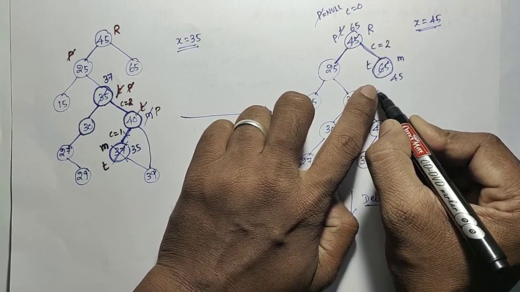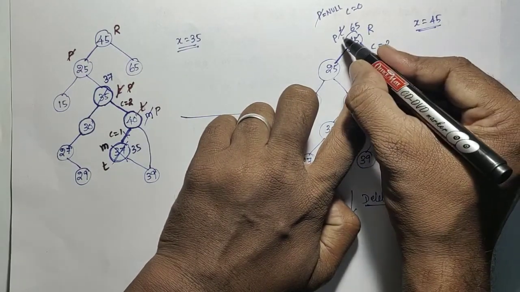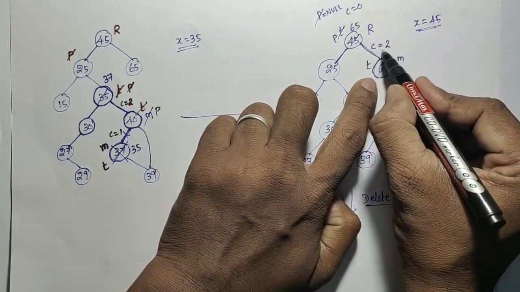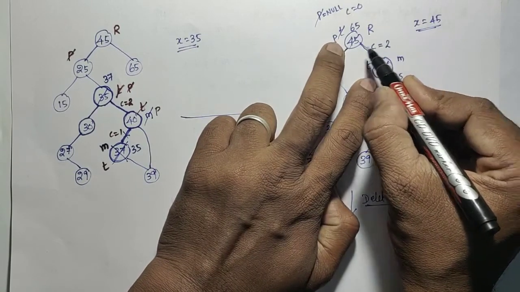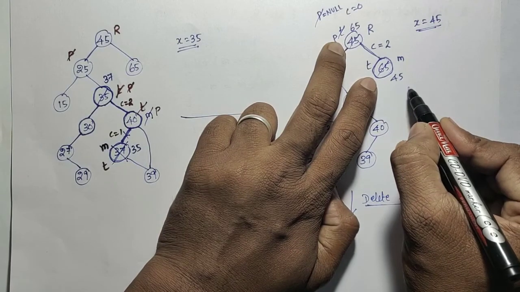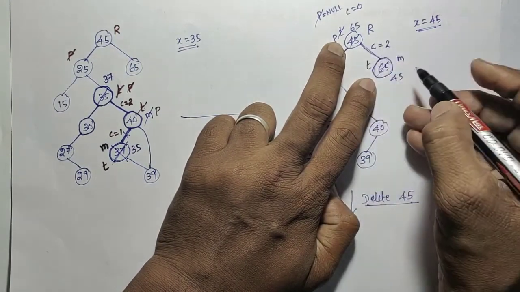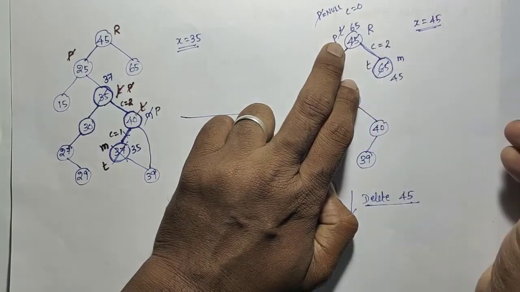Case 1. Case 1 means that T of right will be linked with its parent. So parent based on the C value. C value equal to what? 2. It means that P of right will be updated with what? T of right. T of right is actually what? Null. So the null will be stored to the P of right. And then this node will get what? Delete.